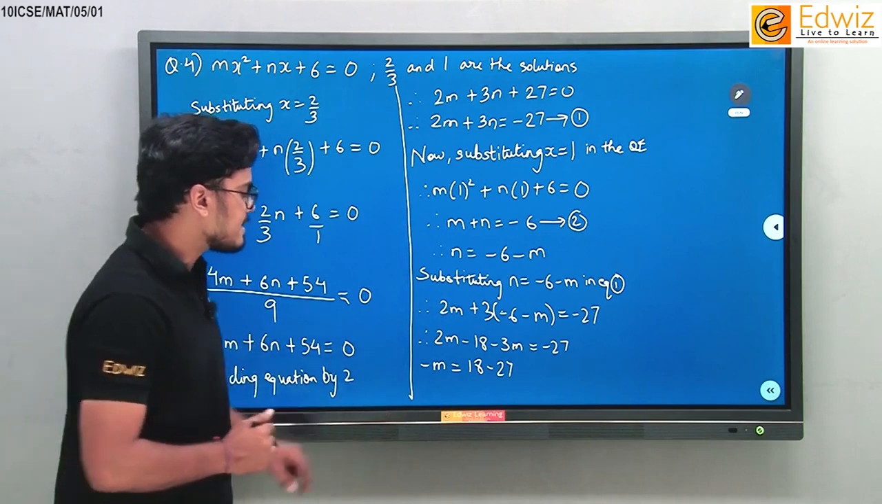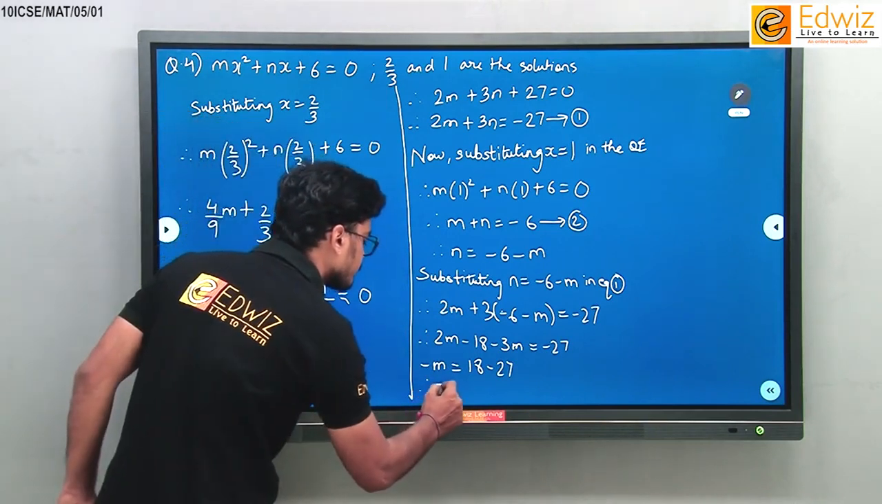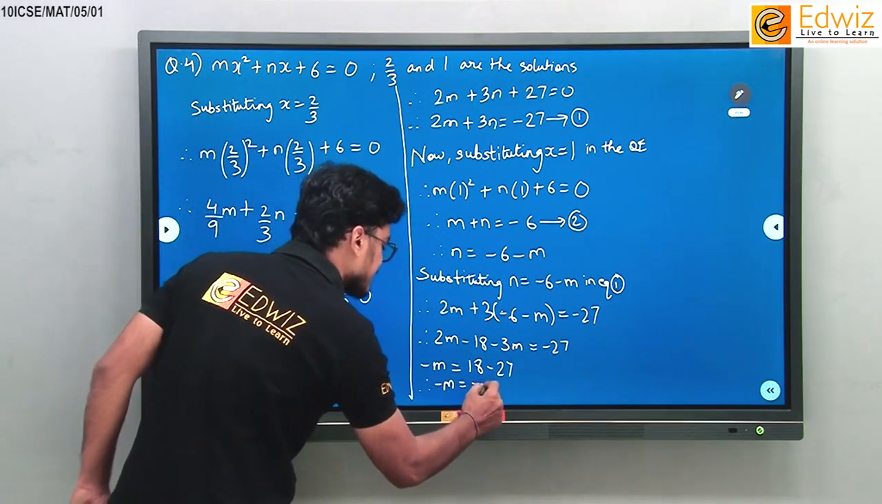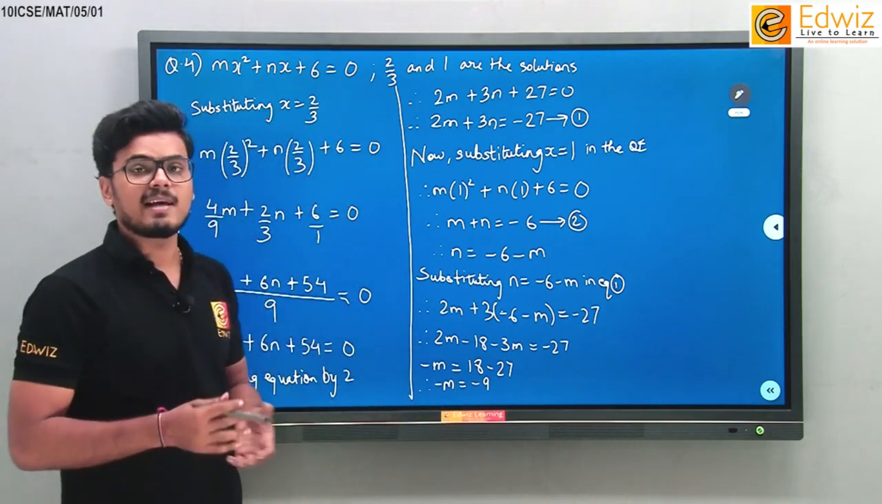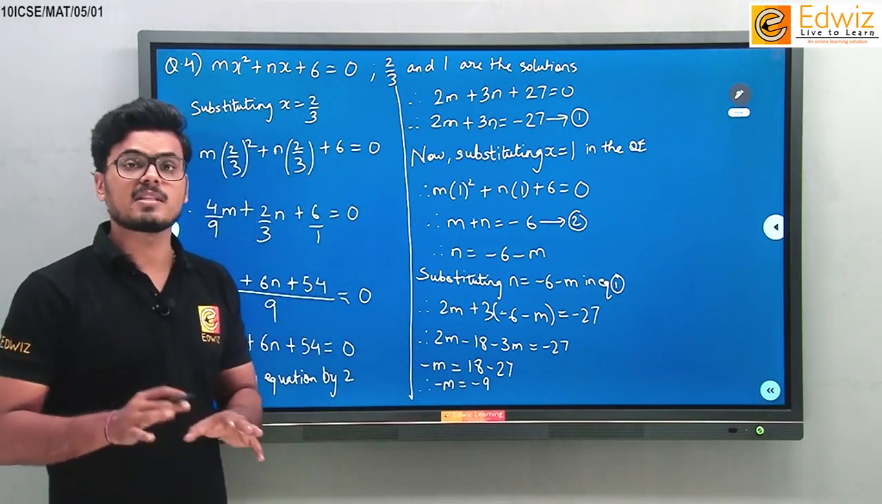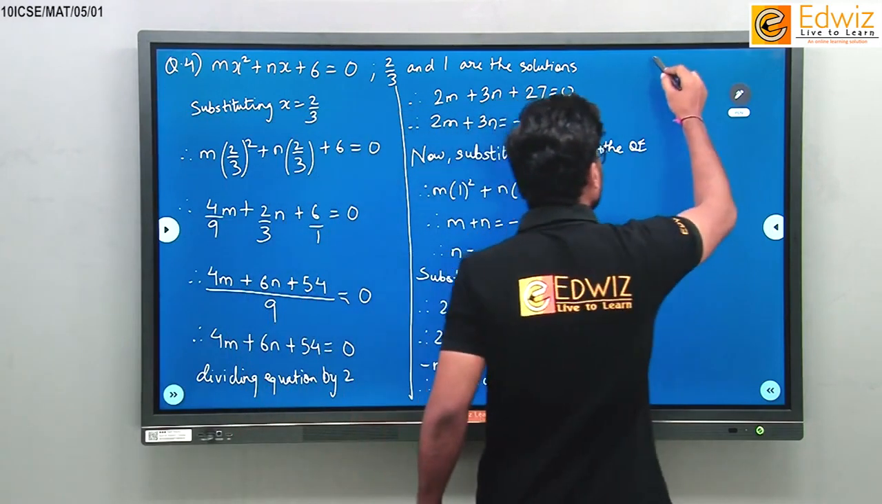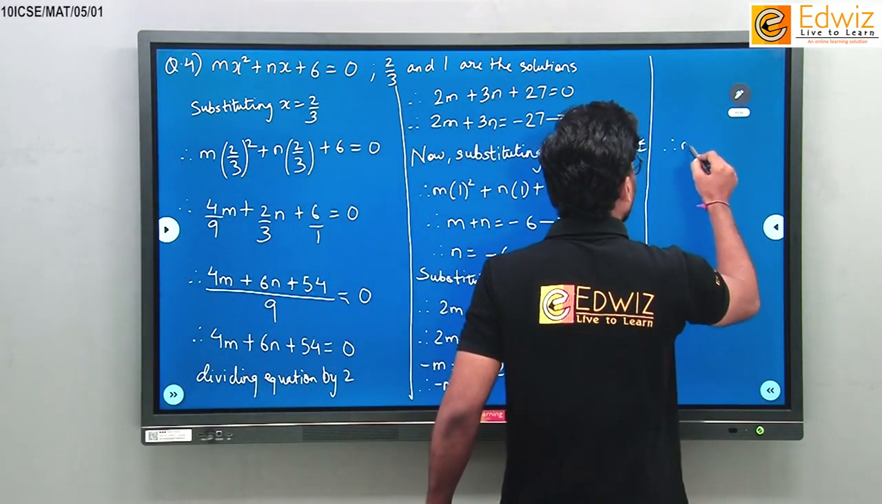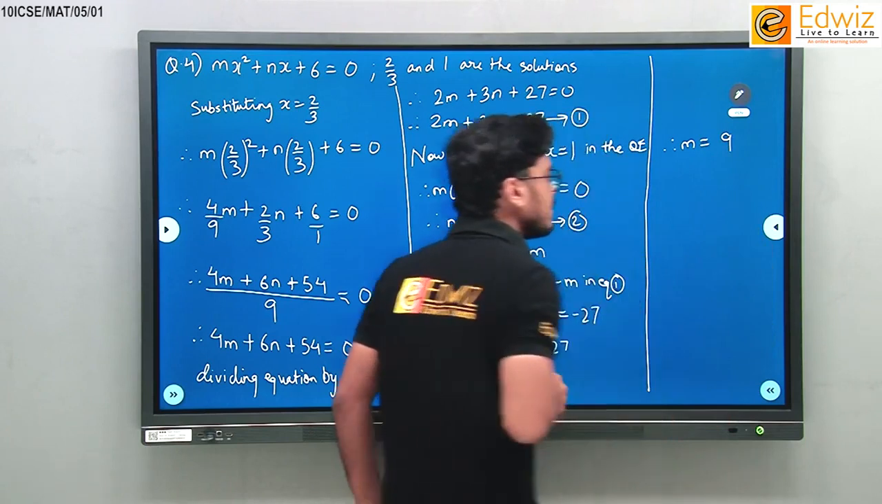So we are getting minus m equal to minus 9. So what will be the value of m? M is just positive 9, correct? Therefore, m is equal to positive 9.